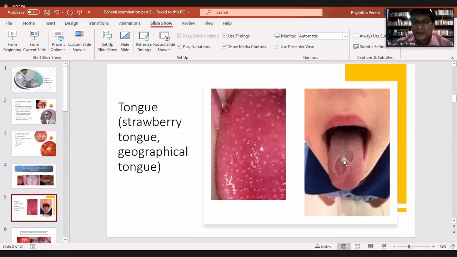So it's called geographical tongue, right? That is about the tongue. Clear? If you have any doubts, you can clarify straight away, right? So all right, don't wait till then.